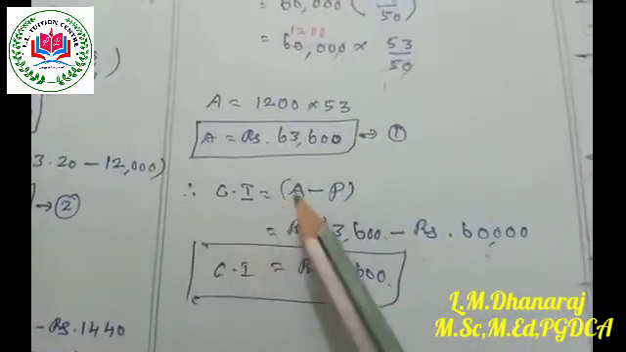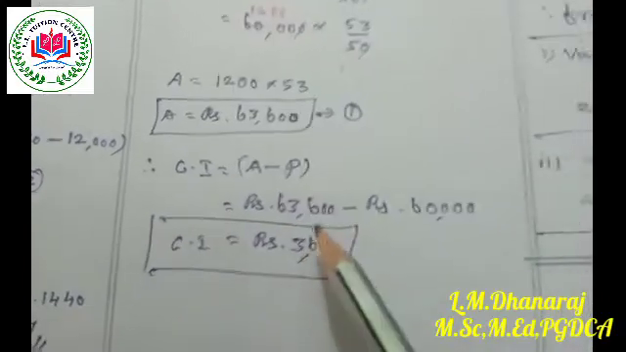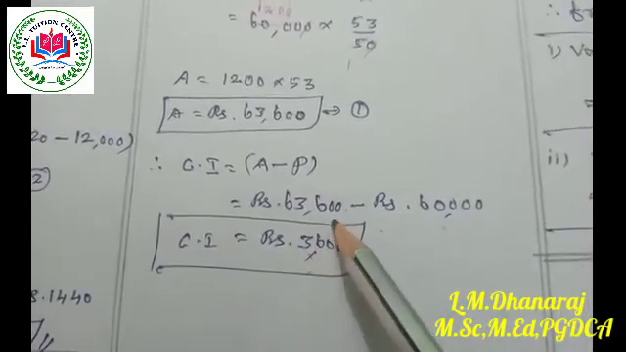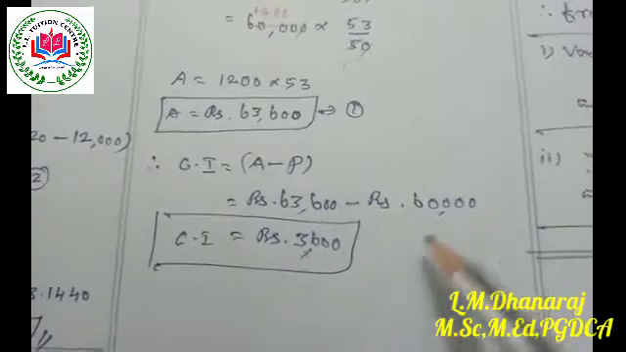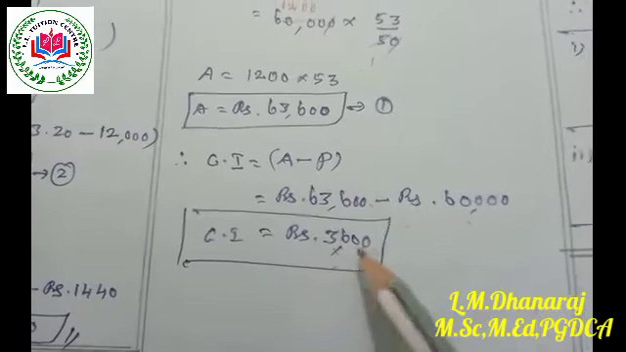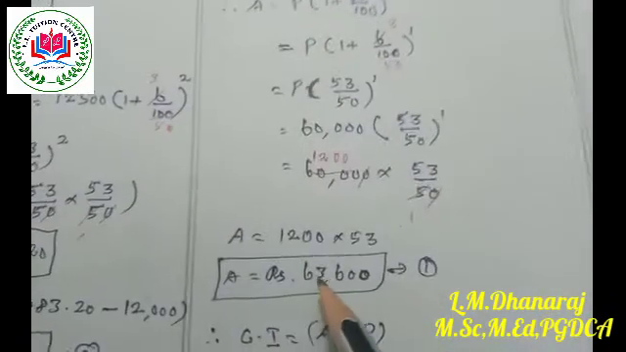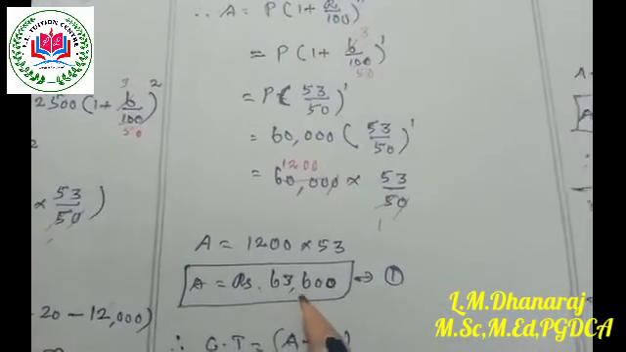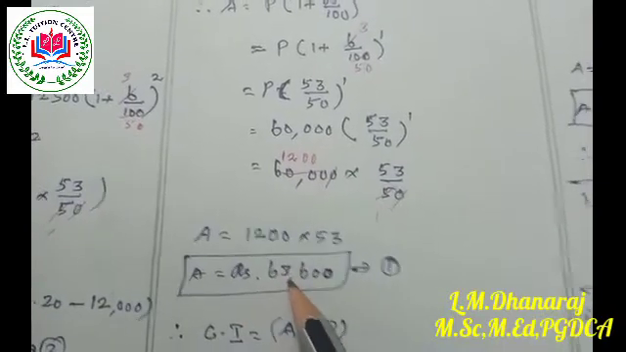Suppose if we want to find the compound interest, it is amount minus principal. So 63,600 minus 60,000, that is compound interest is equal to 3,600. But here it is asked to find only the amount for 6 months. So amount is equal to 63,600.